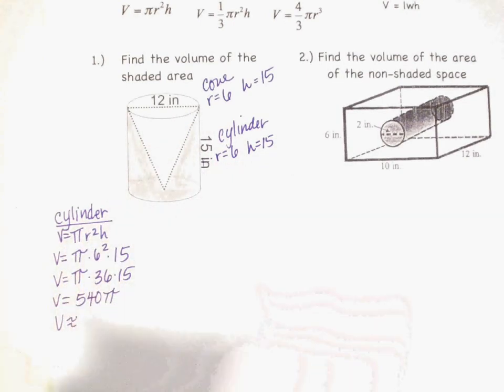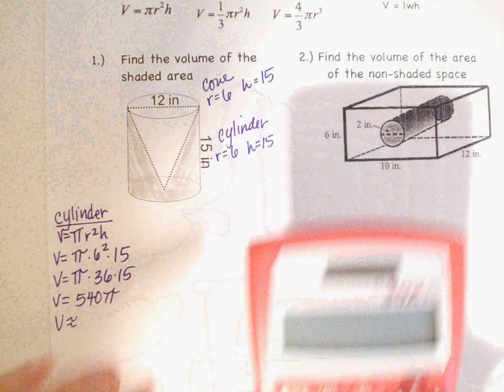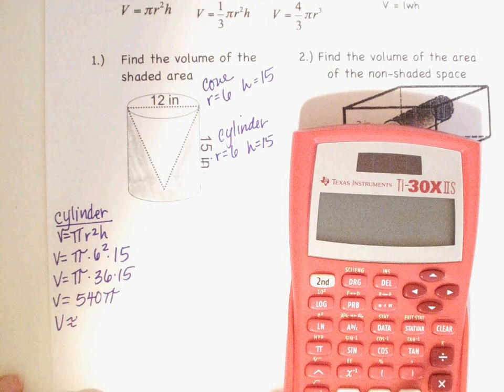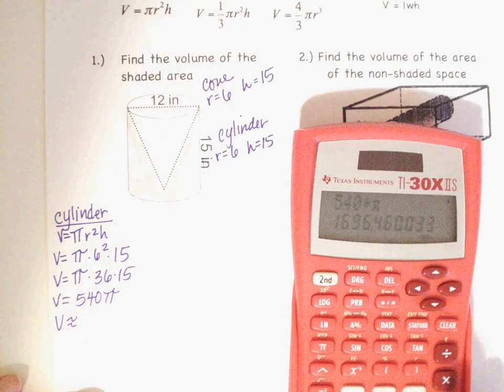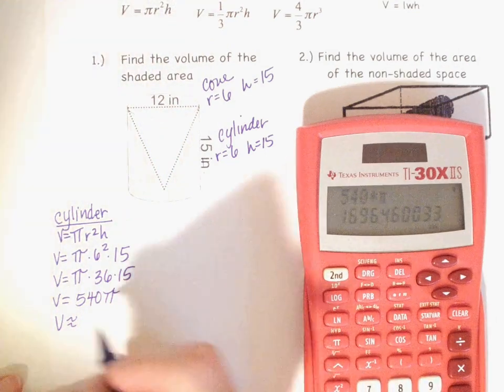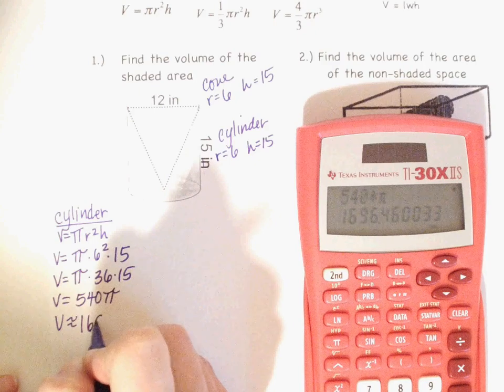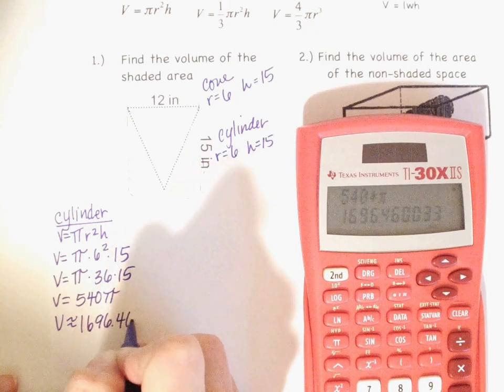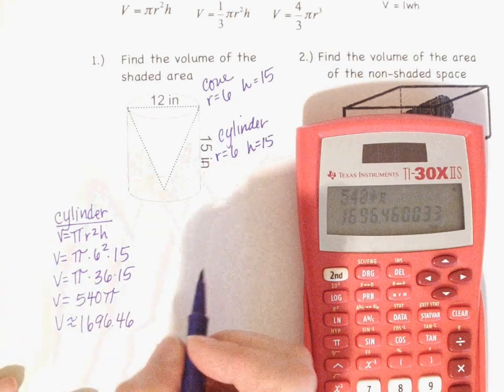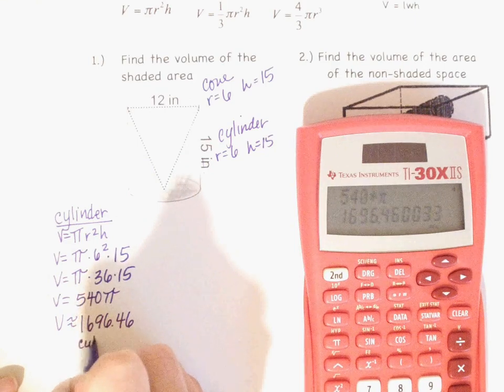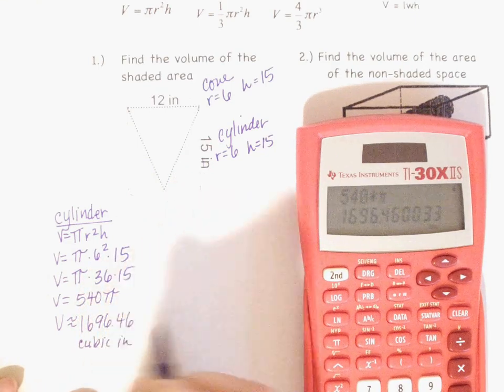And then my last step is I'm going to go ahead and calculate this and round this to the hundredth. So grabbing my calculator, 540 times pi, I get, here we go, 1,696.46. Okay? And cubic inches, writing that in real quick.